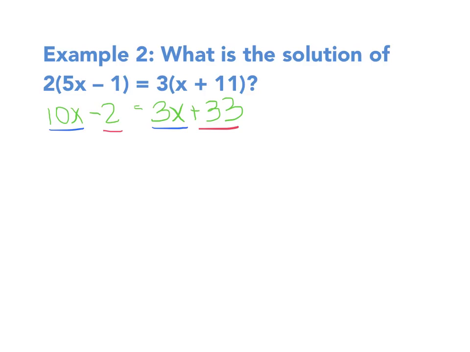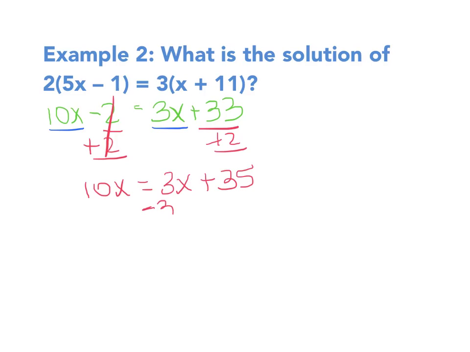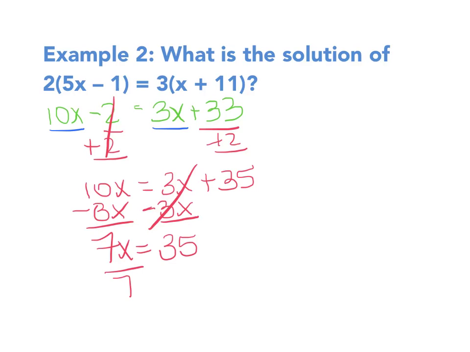So I'm just going to decide to add 2 to both sides. Negative 2 plus 2 is 0. 10x equals 3x plus 35. The next thing I have to do, I want to get all the x's on one side by themselves. So I'm going to take away 3x from both sides. I want the constants, which is 35, and the variables on different sides of the equation. That's why I moved 3x. So I get 7x equals 35. I divide by 7, and x equals 5.